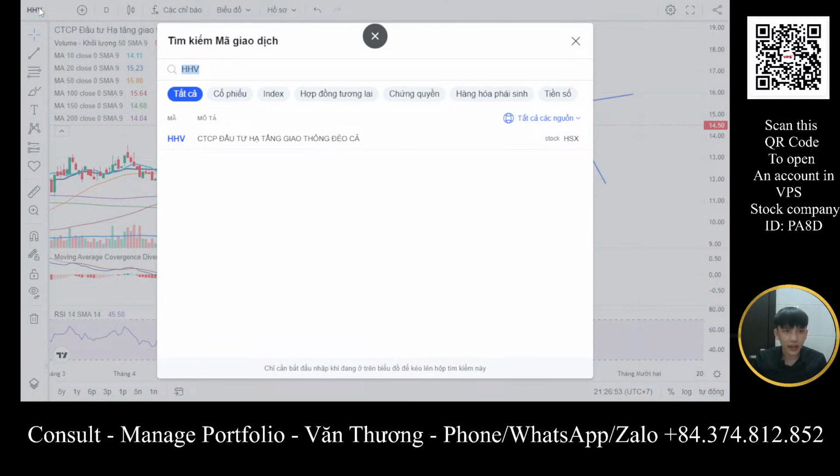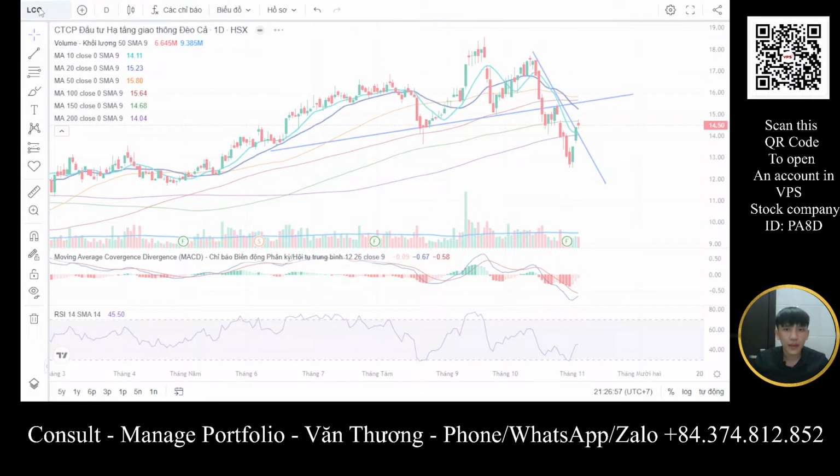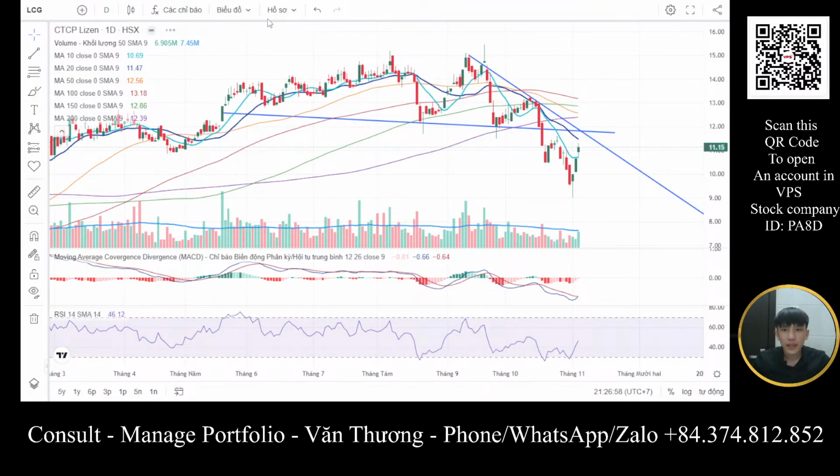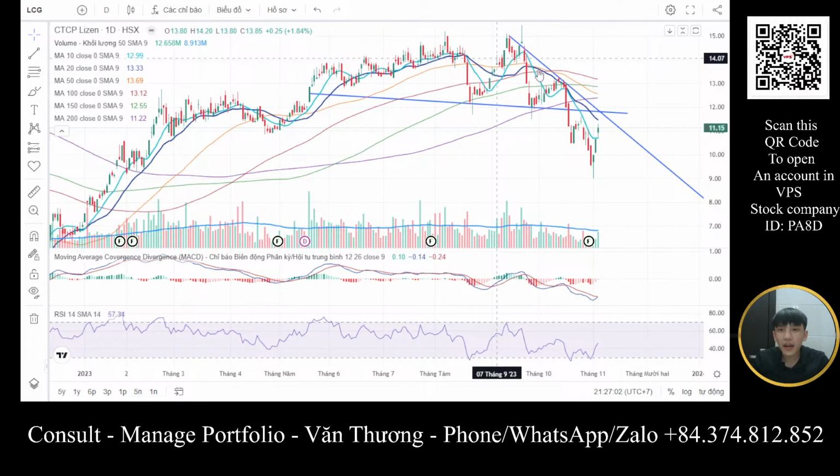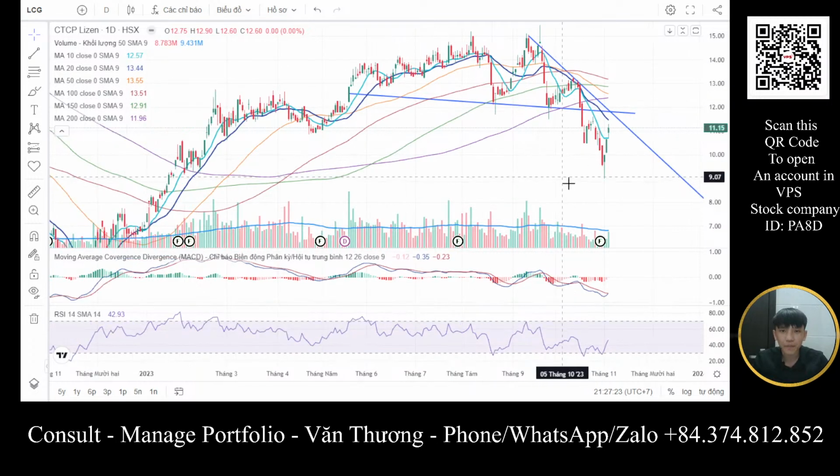Another one, LCG. This stock is in a downtrend as well, right? The stock is right now under the MA, and the short-term moving average is under the long-term moving average. It means the stock is in a downtrend.